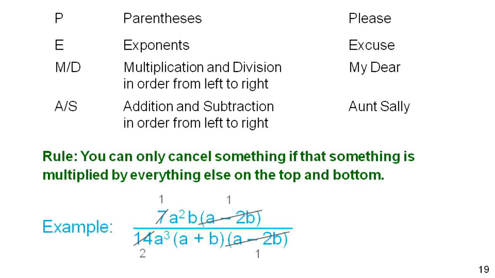Lastly, you should note that a squared is equal to a times a, and a to the third is equal to a times a times a. And so you can cancel the 2 a's that are multiplied by everything else on top with 2 of the a's that are multiplied by everything else on bottom. This tells us that this expression simplifies to the fraction shown here.